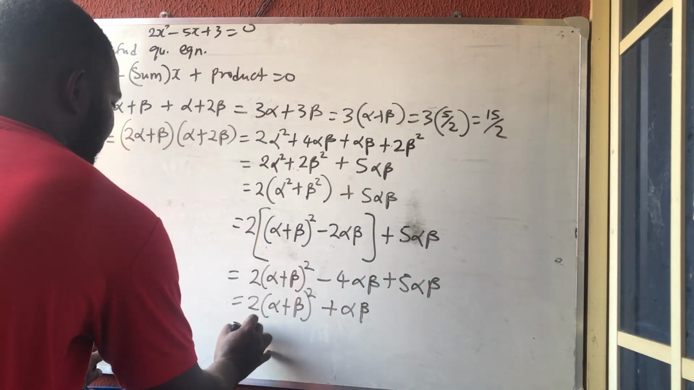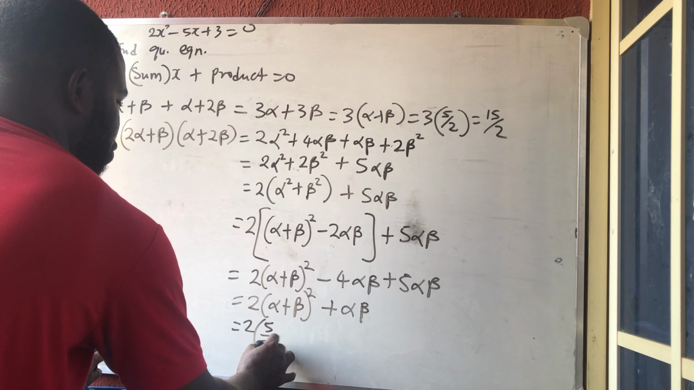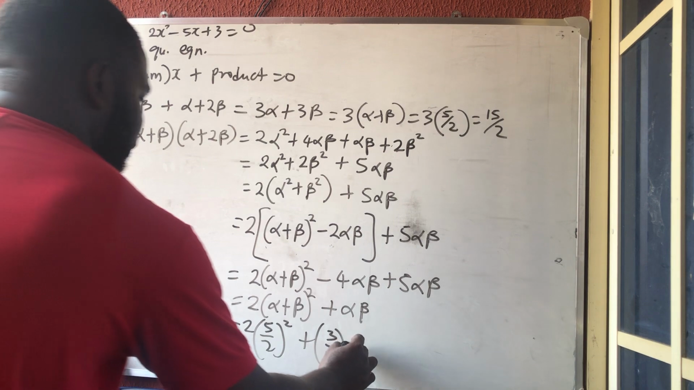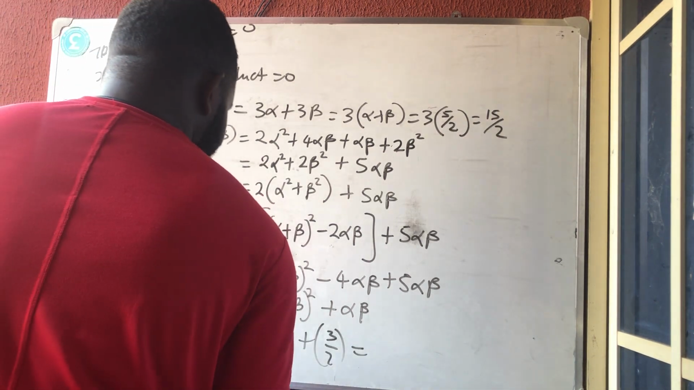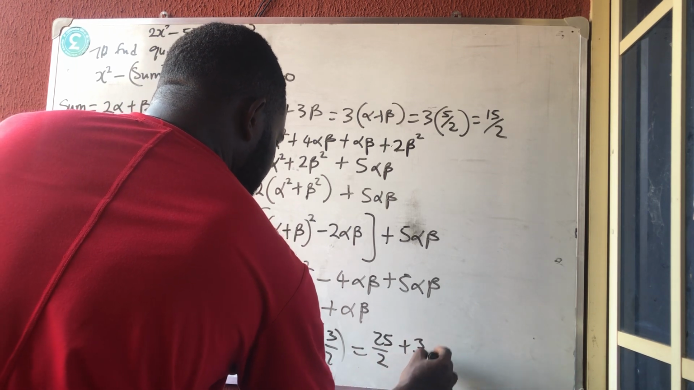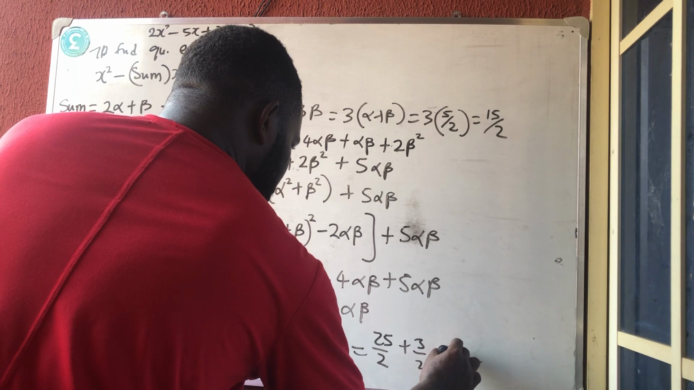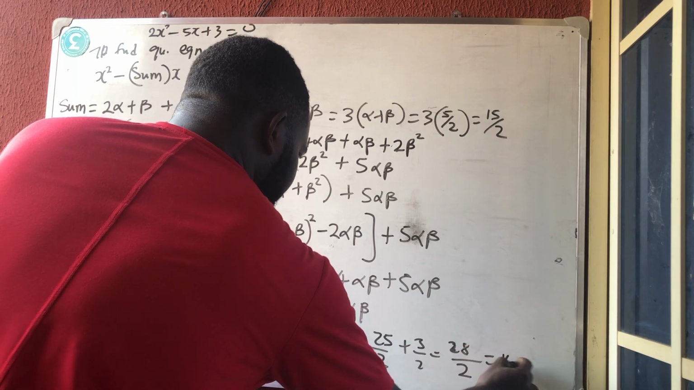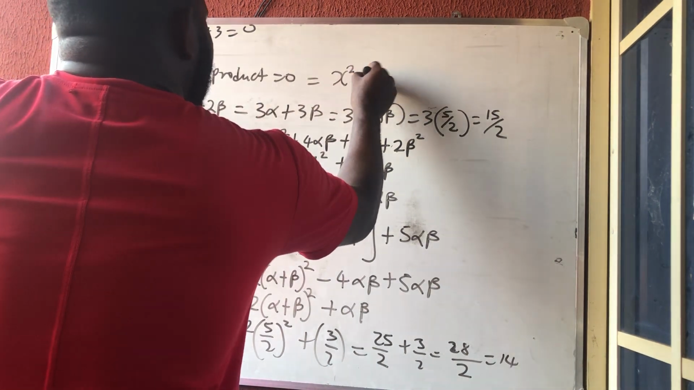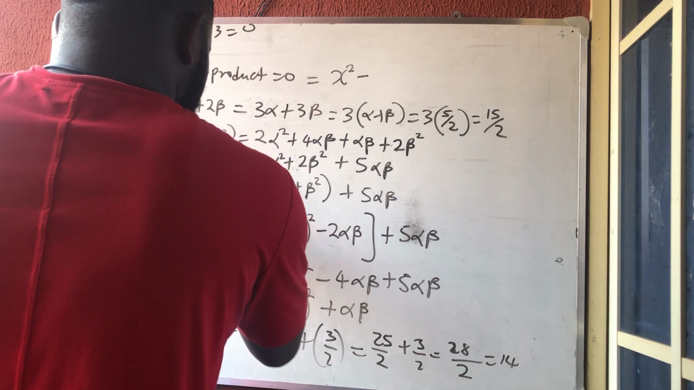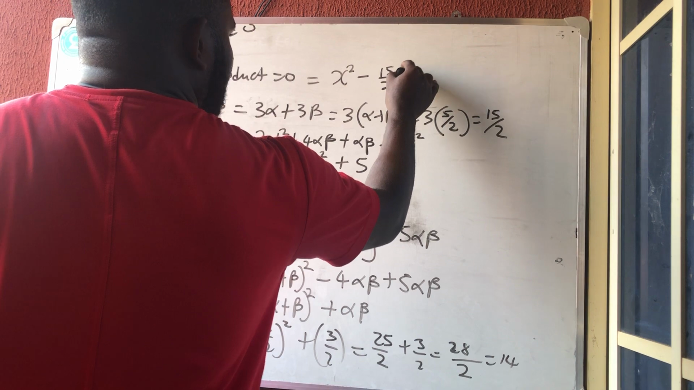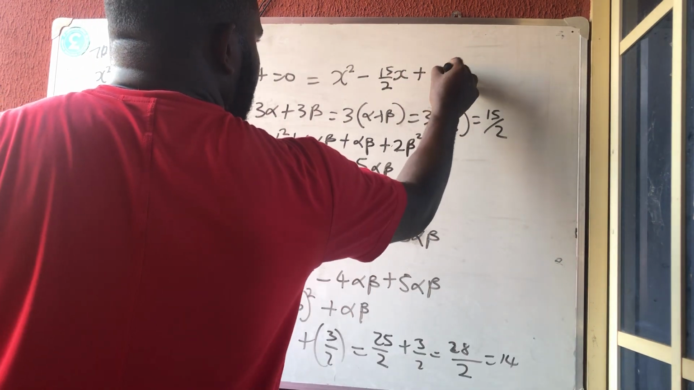So let's substitute. I'm having 2 into 5 over 2 all squared plus 3 over 2. If I do the math, I have 25 over 2 plus 3 over 2. LCM is 2. I'm having 28 over 2, which is 14. So since I've gotten 14, my answer is x squared minus the sum, which is 15 over 2, you attach your x plus the product, 14, is equal to 0.